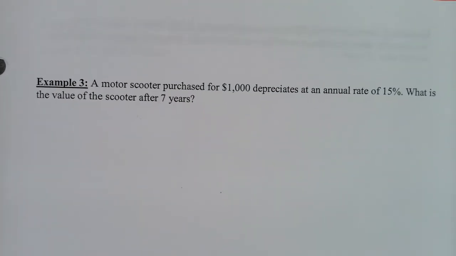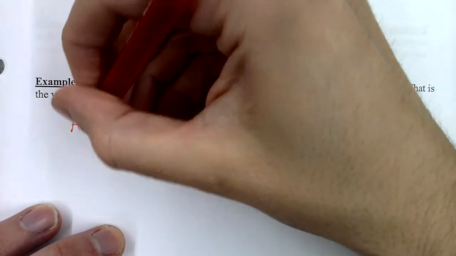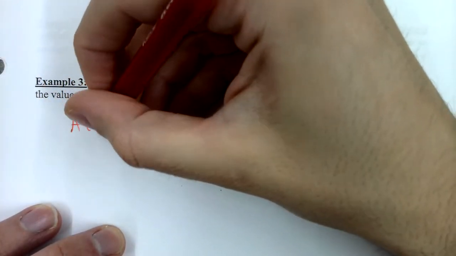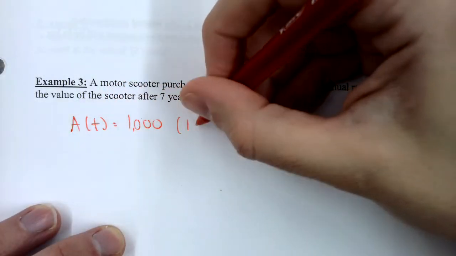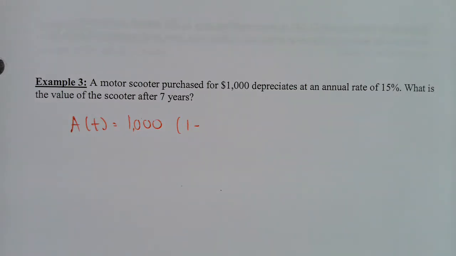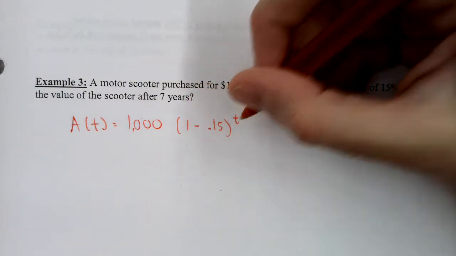A motor scooter purchased for $1,000 depreciates at an annual rate of 15%. What is the value of the scooter after 7 years? Okay, so here's going to be my formula. Just another one, just like example 2. The original amount of 1,000 times 1 minus 15%. So 1 minus 0.15 as a decimal to the t power.